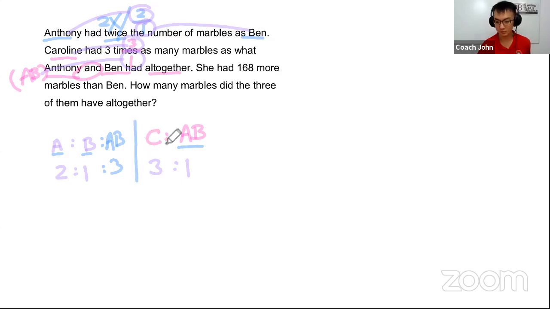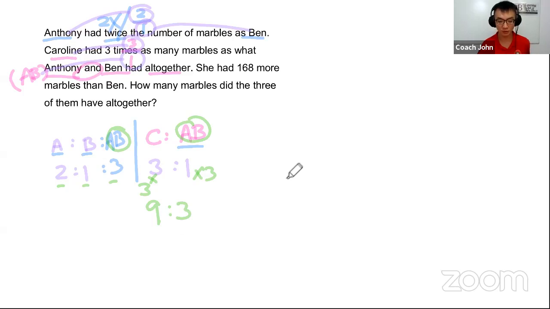Now, for repeated identity, you want to find the final ratio to use that to solve. So you circle A and B because you have to make them the same. And you ask yourself, what is the common multiple of 3 and 1? It's 3. So you keep this as it is, but you times 3 here. So it's 9 is to 3.